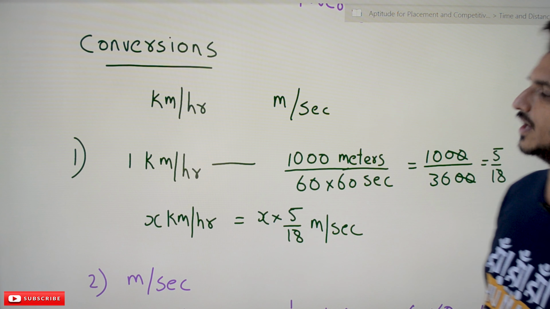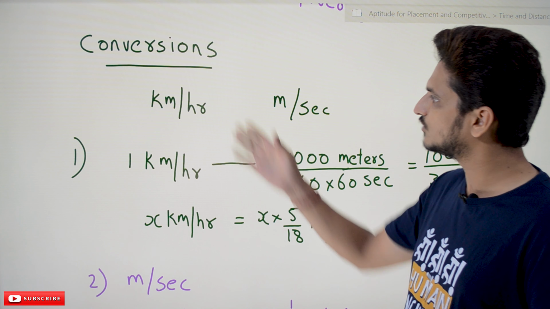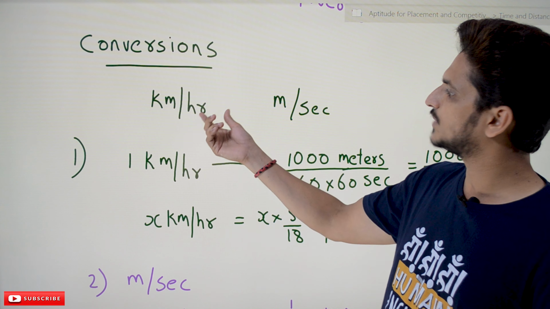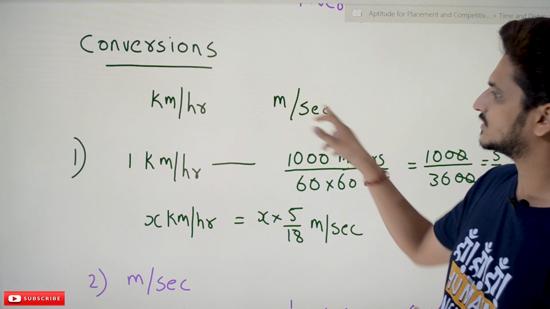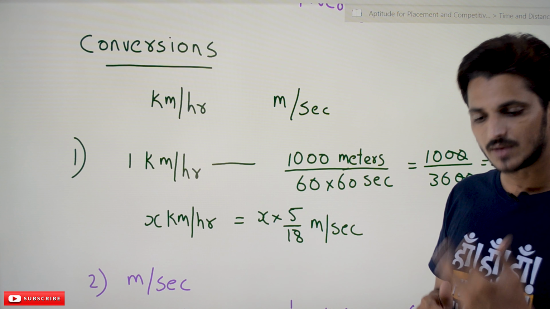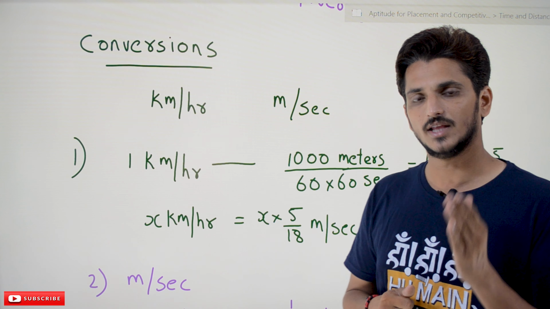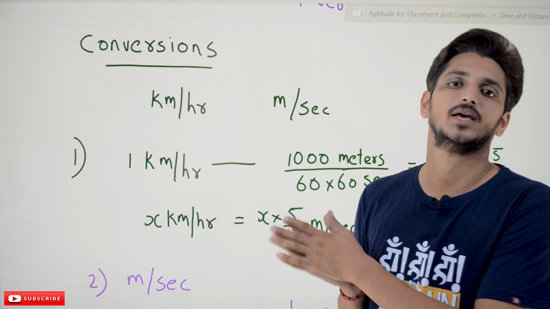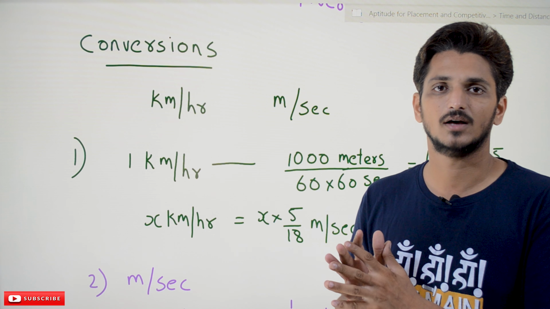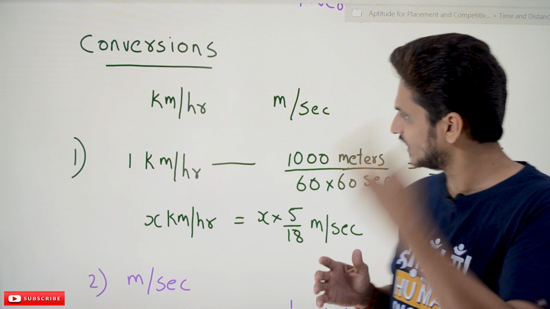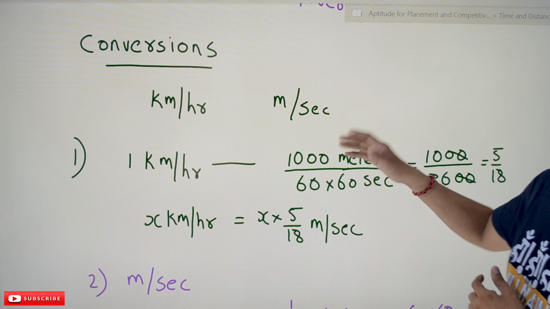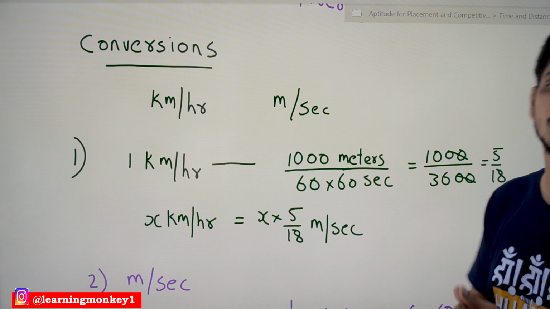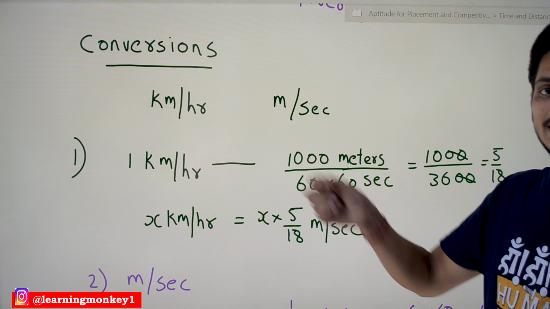Conversions. Most of the problems depend on these conversions. Speed is measured in kilometers per hour, or we can measure it in meters per second. Sometimes they are going to ask you questions like this. They will give the question in kilometers per hour, and the output is mentioned in meters per second, or maybe vice versa. If you know in advance how to convert this, these values will help you a lot in solving the bits very easily.